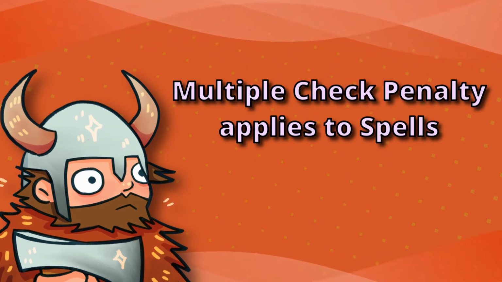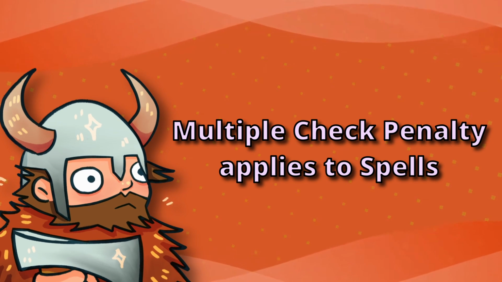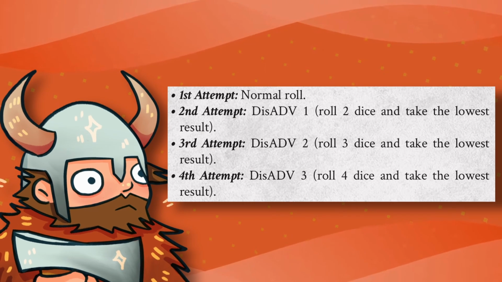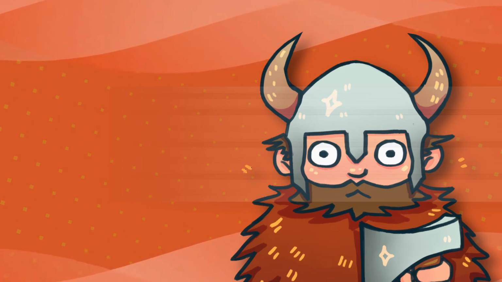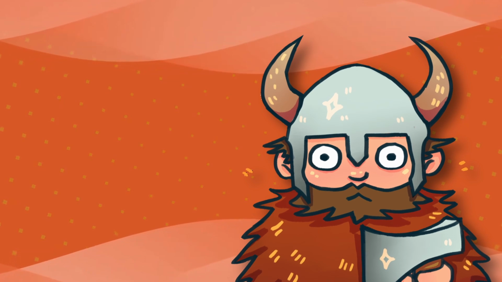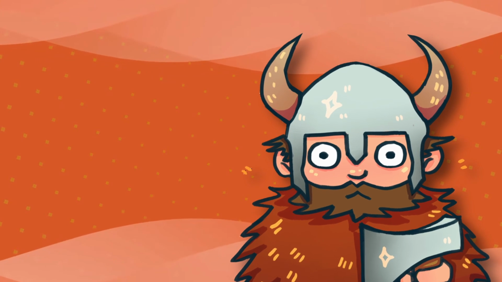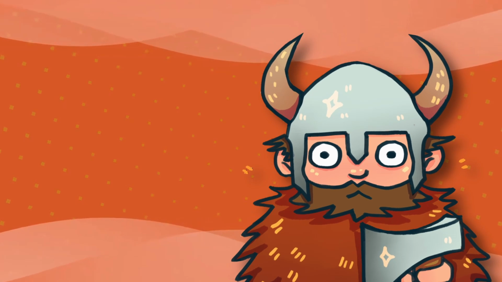Some other rules to note is that spells are still bound by the multiple check penalty. You can cast multiple spells in a turn, but each one adds a level of disadvantage, even if the spell failed to cast due to a nat 1. And like many other things in DC20, if a spell targets multiple creatures, you only make one check against all creatures, and any extra damage outside of the degrees of success can only target one creature.